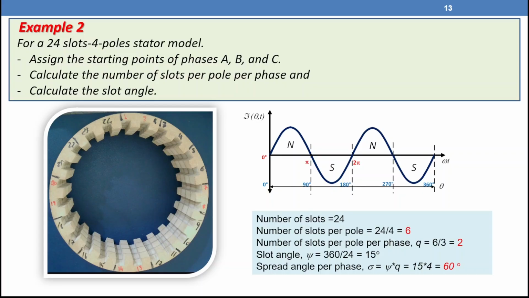Before we leave these examples, that 24 slots is suitable for 2 pole machine, 4 pole machine and 8 pole machine. But if you would like to wind this machine as 6 pole or 12 pole, you might need something like 36 slots. I'll leave that one for you to configure the values.